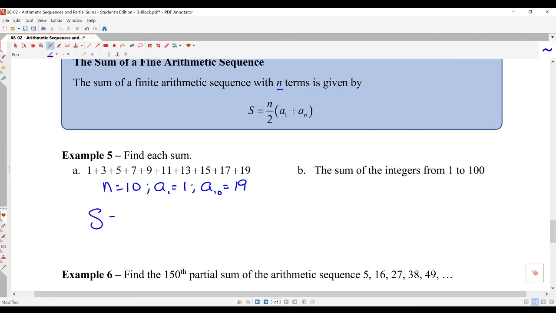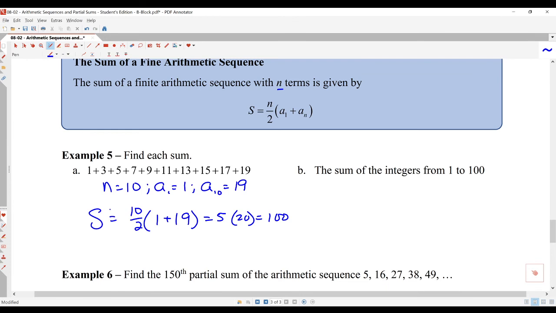And so I get the sum is n over 2 times the first term plus the last term. Let's see here. 1 plus 19 is 20. 10 divided by 2 is 5. So I get 5 times 20, or 100 for a sum.